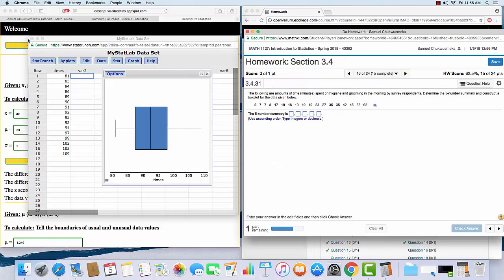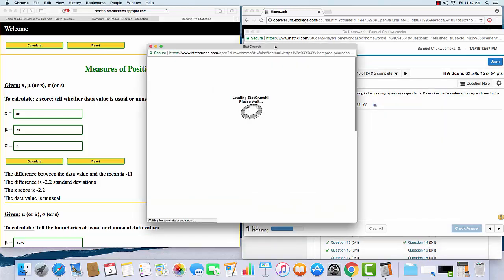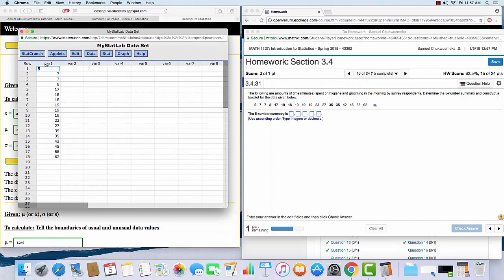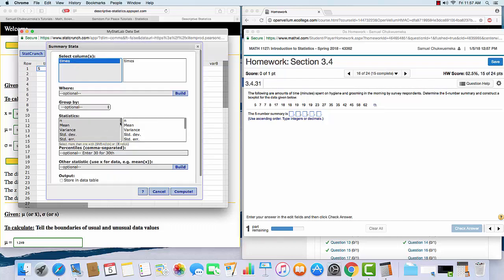The next one, question 16. The following are amounts of time in minutes spent on hygiene and grooming in the morning by survey respondents. Determine the 5-number summary and construct a box plot for the data given below. So I prefer using, let's open this in Statcrunch. And I'm just gonna use this as times. I will just find this the normal way for the 5-number summary.